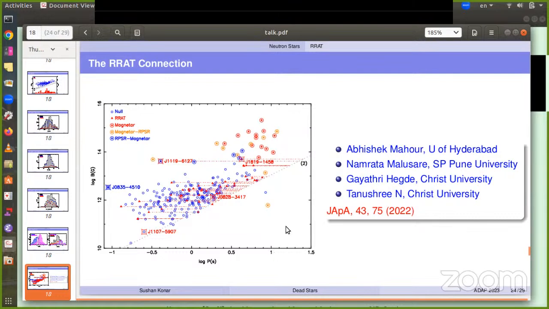Now this figure is from this paper that I have been mentioning here, and this was done by Abhishek, Namrata, Gayatri, and Tanushree, 2020 batch. So this is published and everything. So this is where we left the problem last year.